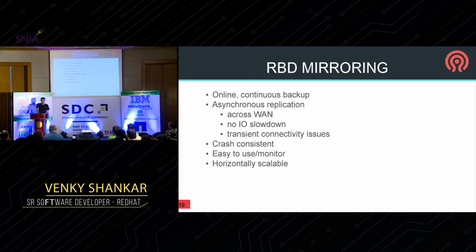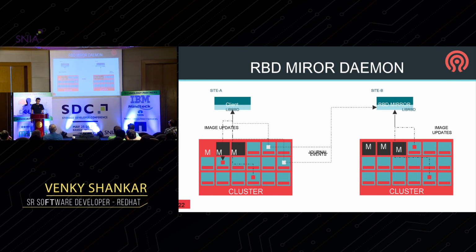RBD mirroring. In short, you have two Ceph clusters. You can asynchronously replicate your block device from site A to site B in a crash consistent fashion. I'll directly go to the picture. This is how it looks. It's a pull model where you run the RBD mirror daemon on site B, and that pulls in changes from site A. You need an image feature called journaling, which the RBD mirror feature makes use of. The journal events are pulled from the remote cluster and applied to the local cluster.